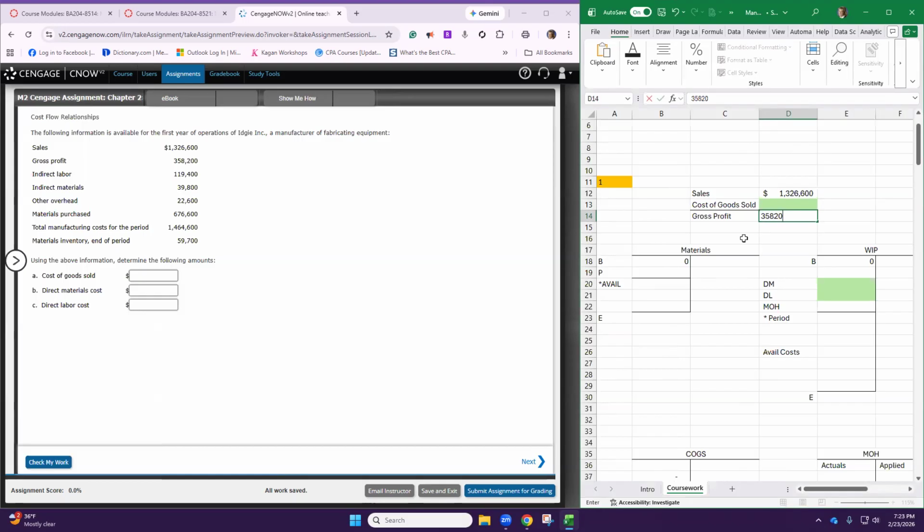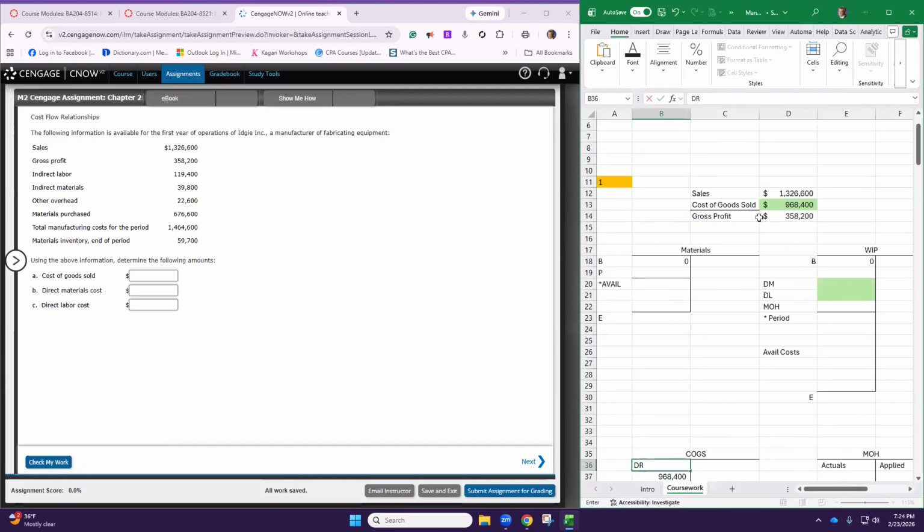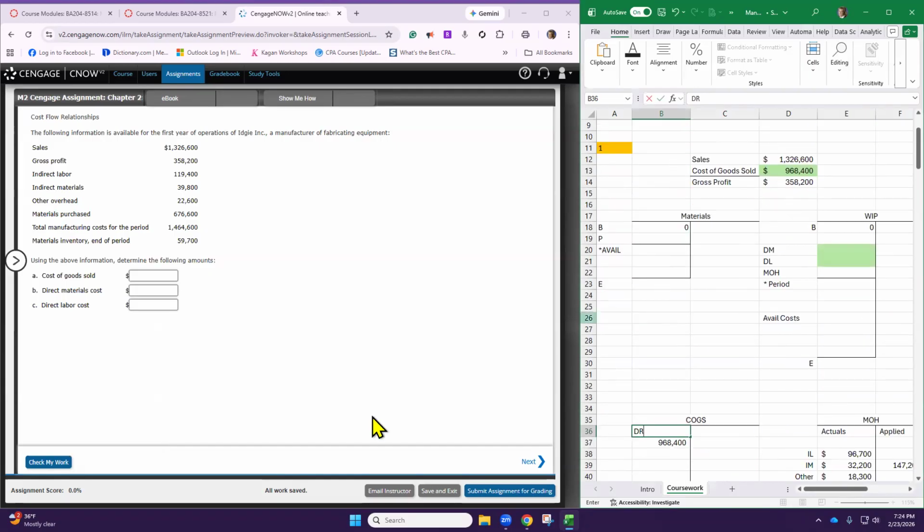Now I'm going to put in gross profit. Okay, 358,200. So how would you find cost of goods sold if you had sales and gross profit? You would take the sales and subtract the gross profit, and that would give you your cost of goods sold. That's the first thing that you find. Okay, so cost of goods sold is going to come in as a debit here for this amount of 968,400. Give it a try.